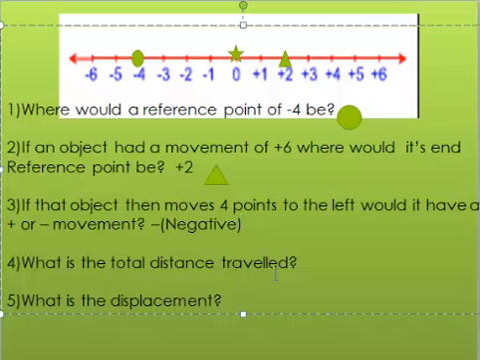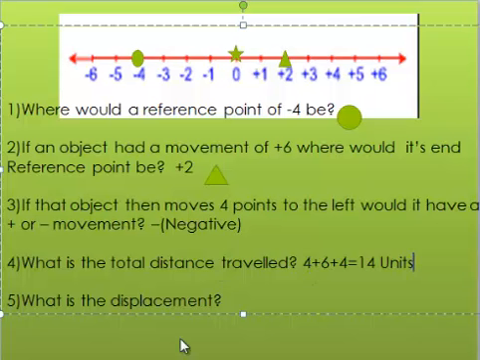What is the total distance traveled for that object? Total distance traveled will be represented in units. We started at 0 and we went 4 units to the left. Then we went 6 units to the right, and then we went another 4 units to the left. So our total distance traveled would be 14 units.